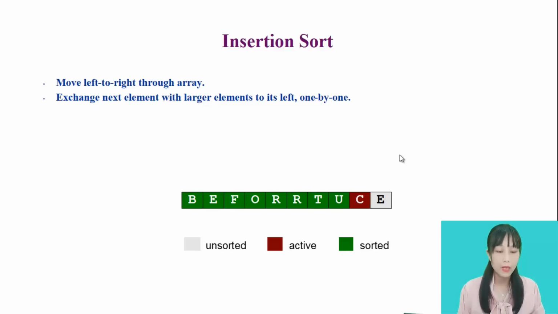Continue. C and U, swap. C and T, swap. C and R, swap. C and R, swap. C and O, swap. C and F, swap. C and E, swap. C and B, no swap. Continue. E and U, swap. E and T, swap. E and R, swap. E and R, swap. E and O, swap. E and F, swap. E and E, no swap.